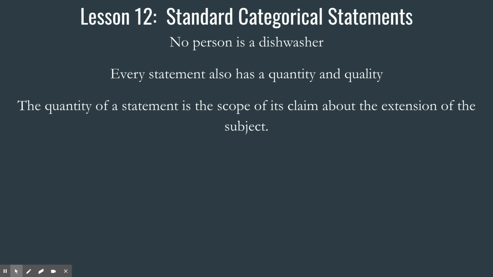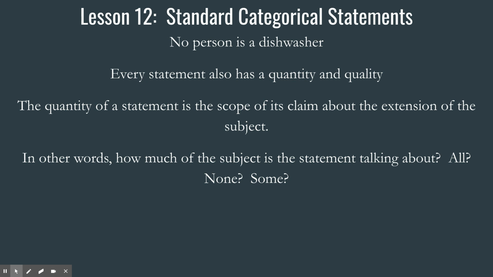Now, if I said all people are dishwashers, how much of the world am I talking about? All the people. Now I'm making a different claim. I'm saying all the people are dishwashers. So your quantity is the scope of the claim about the extension of the subject. Remember extension? Remember we talked about genus and species charts with extension? How much of the subject class am I talking about? Just some of it, all of it, none of it?